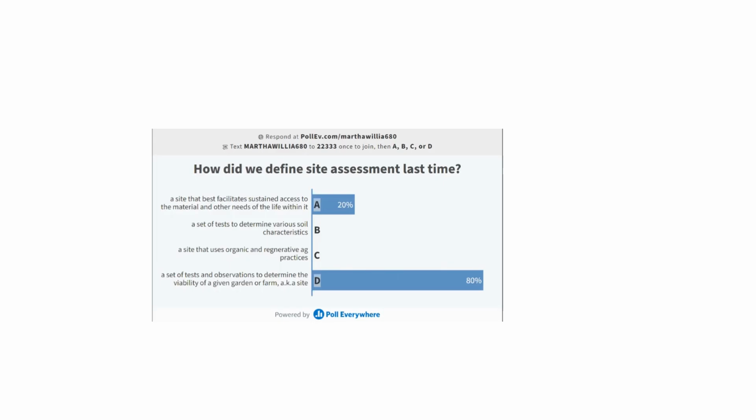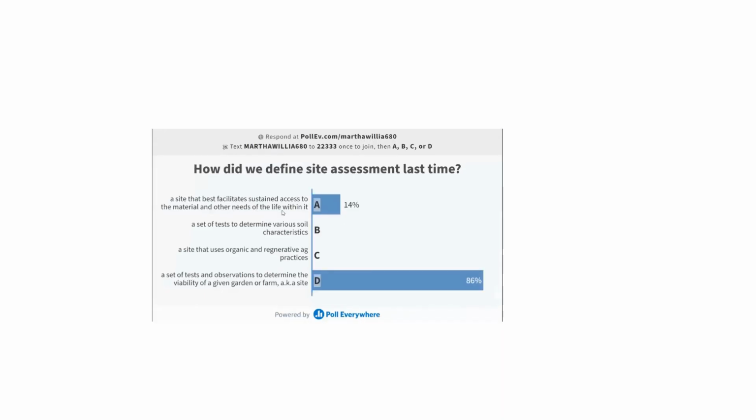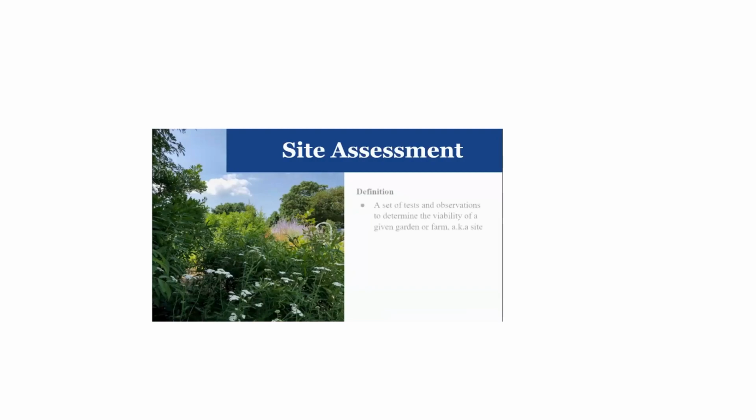Interesting. So as I think 80% of you said, yeah, 82 at this point, a site assessment is a set of tests and observations to determine the viability of a given farm or garden or site. I put that question in there because it was actually a question that people missed a lot, and I wanted to make sure that it's a concept everyone understood. Last time, a lot of people chose this first answer, which is what I define as an ideal site. So you're just conducting tests and observations.